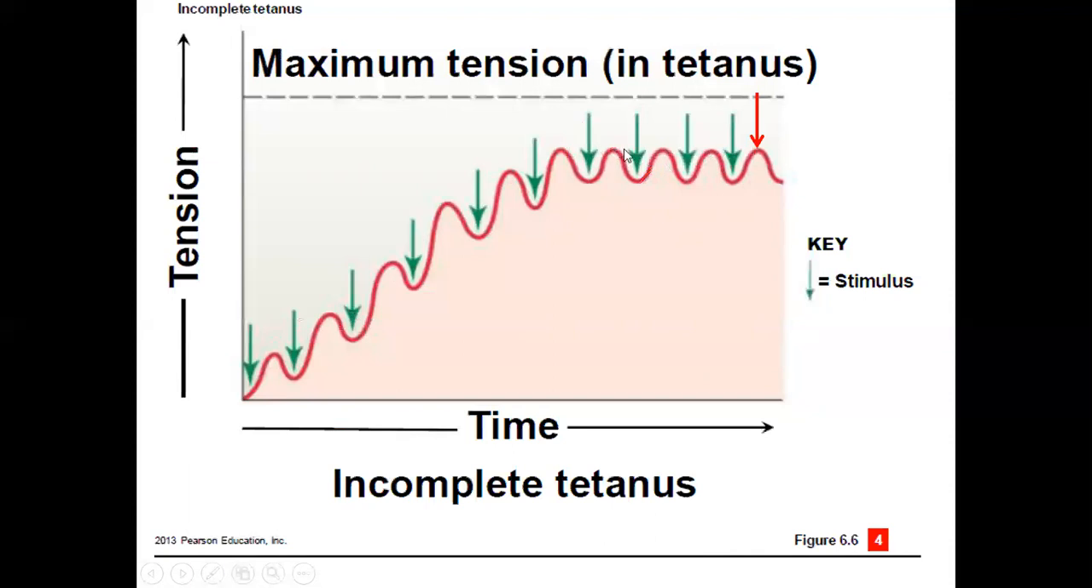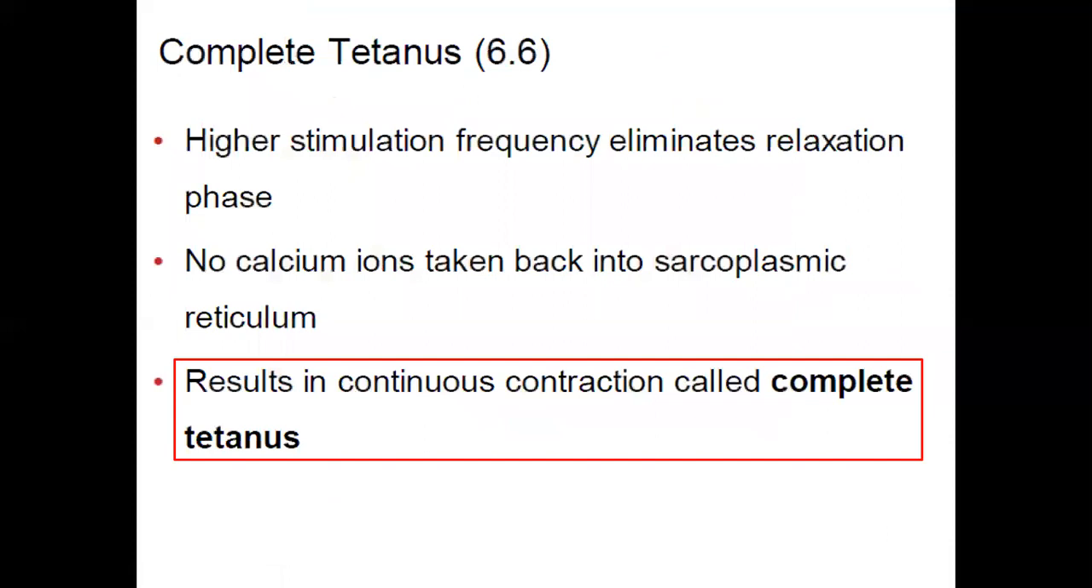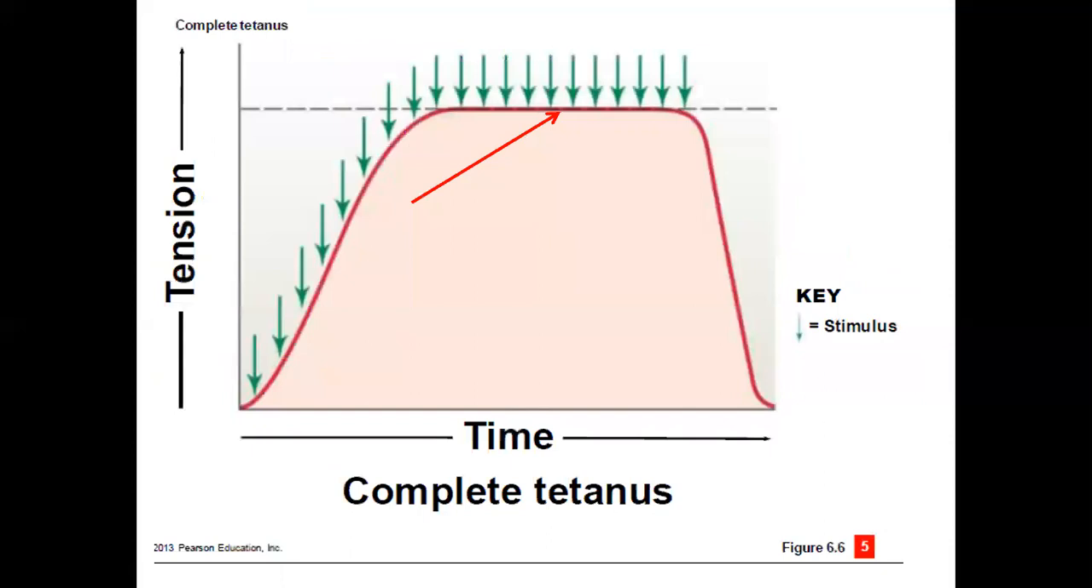This is incomplete tetanus. Think about what tetanus is and why you get a tetanus shot. Tetanus is complete contraction of a muscle with no relaxation. So incomplete tetanus is a little bit of relaxation, but not much. You get this big, huge increase in tension force in incomplete tetanus. And then complete tetanus results in constant and continuous contraction with absolutely no relaxation. So no calcium ions are being taken back into the sarcoplasmic reticulum. They're all just flooding the sarcoplasm. And you just get one huge contraction with a really high frequency of stimulus.